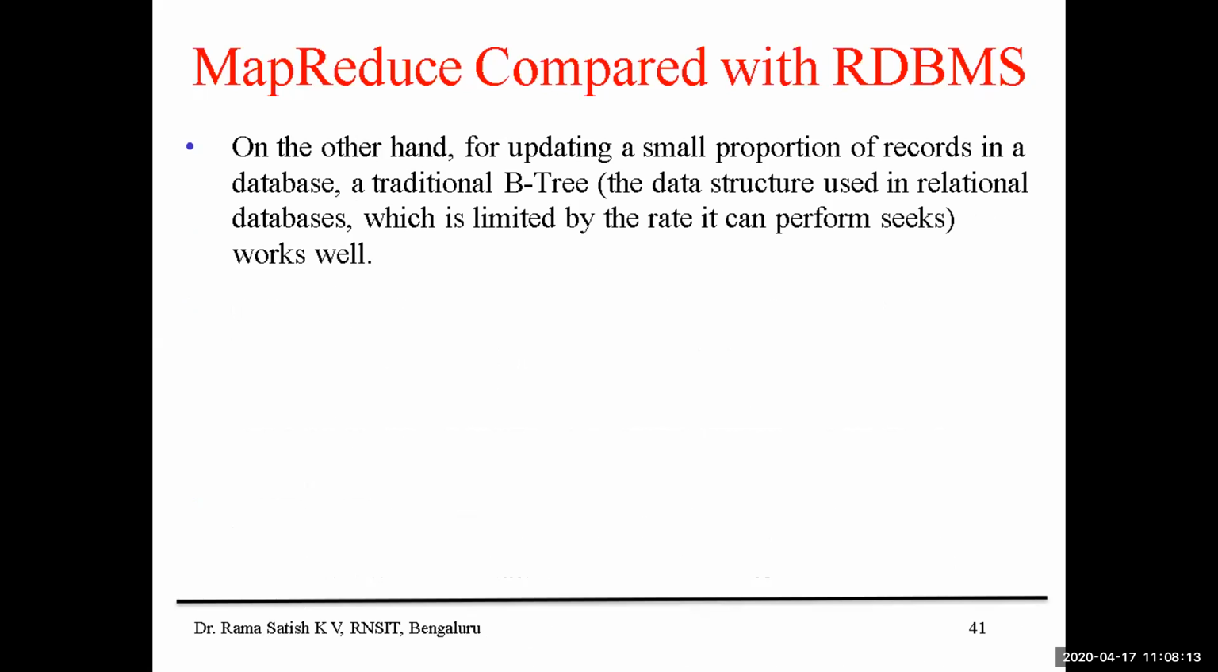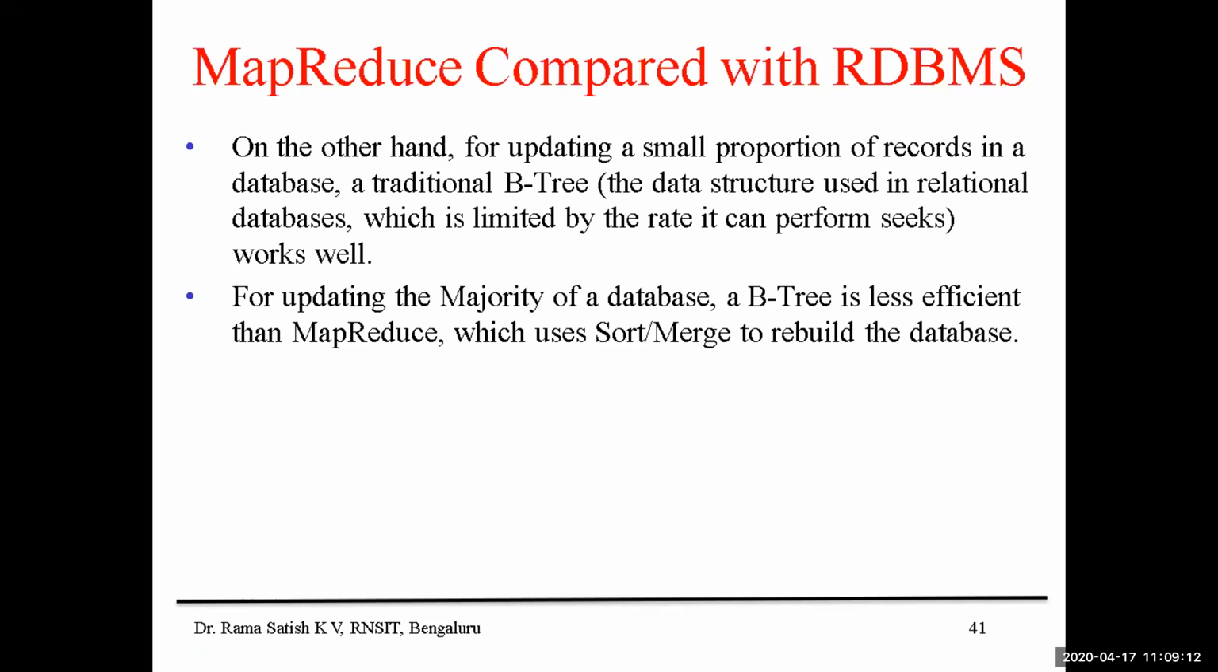And on the other hand, for updating a small portion of records in a database, the traditional databases use a B-tree, the data structure used in relational databases, which is limited by the rate at which it can perform seeks. Since the B-tree operation also takes a lot of time, it is not suggested and is not accepted by most people. Of course it works well, but it consumes more time. So that is what we consider.